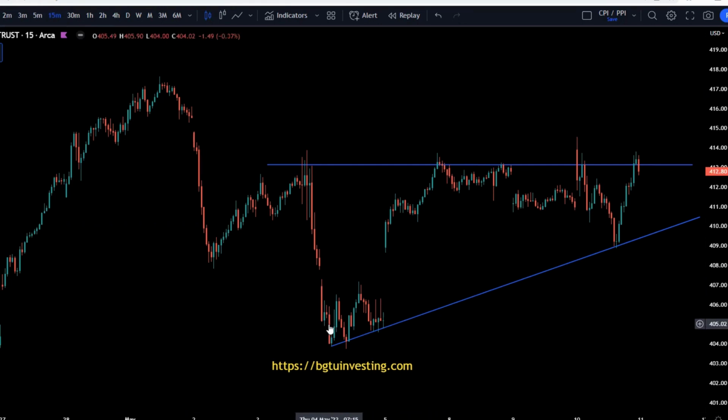And this was Thursday, May 4th. So Thursday, May 4th, we pretty much consolidated right here in this area. You can see that was a little area of consolidation. None of this stuff was here at that point in time. So we were just kind of bouncing back and forth.